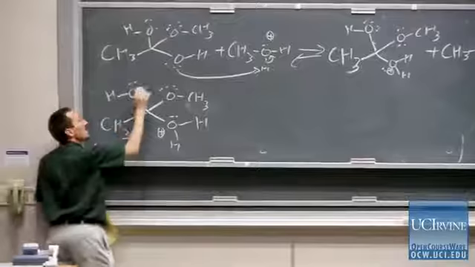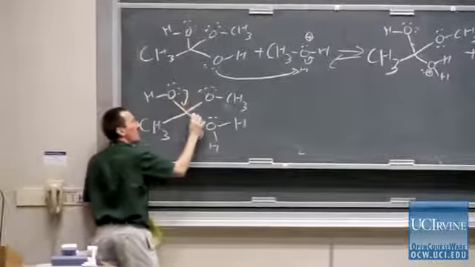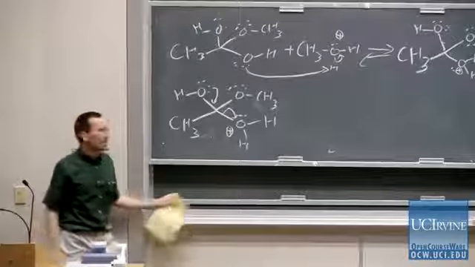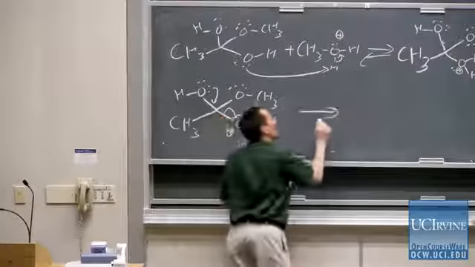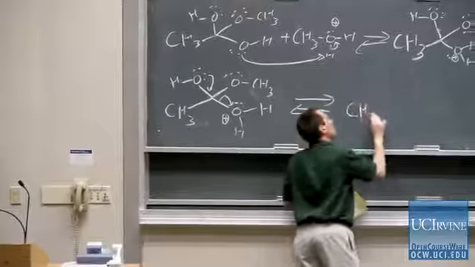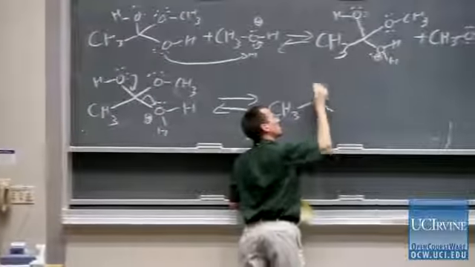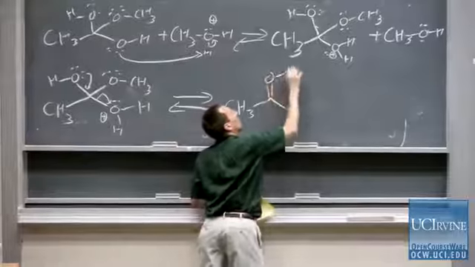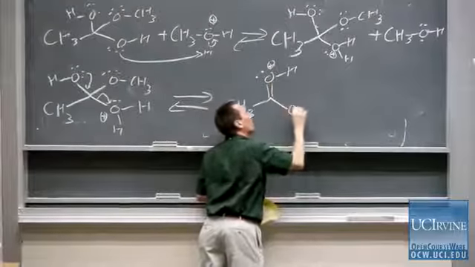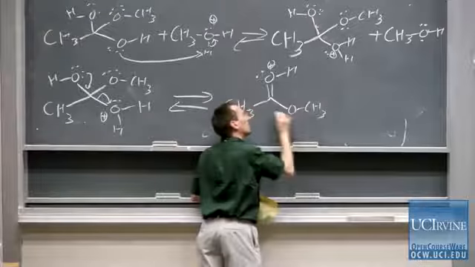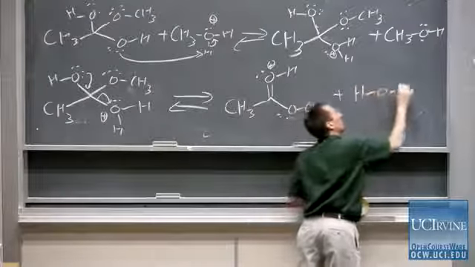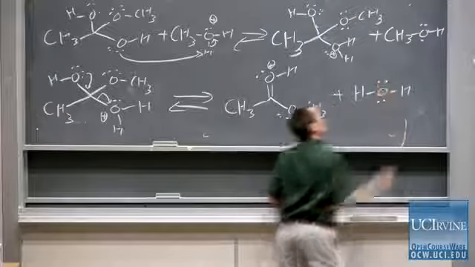All right, so as I was saying, electrons flow down from the oxygen. They flow back onto the oxygen. This gives us a molecule of the protonated methyl ester. And we have expelled a molecule of water.